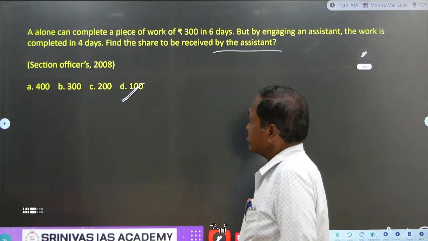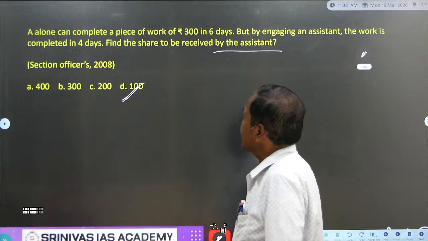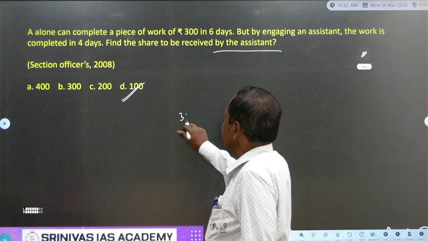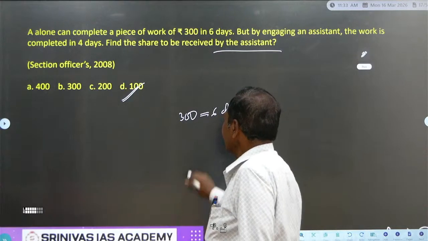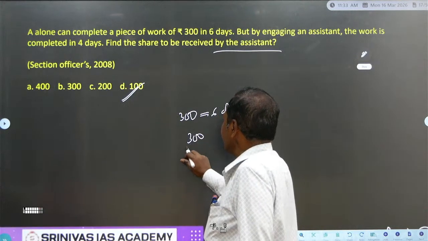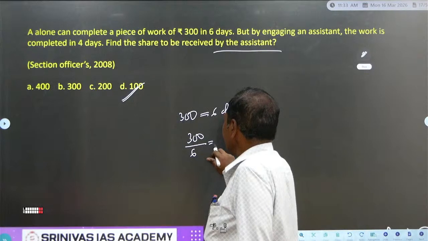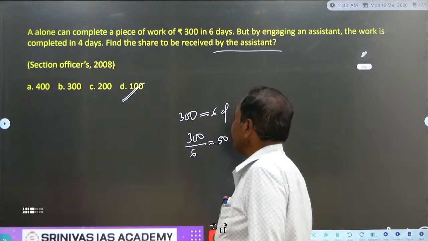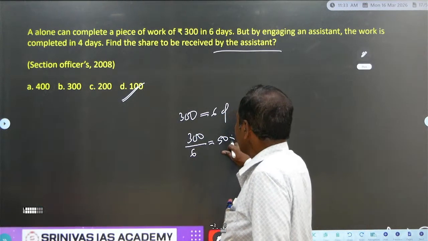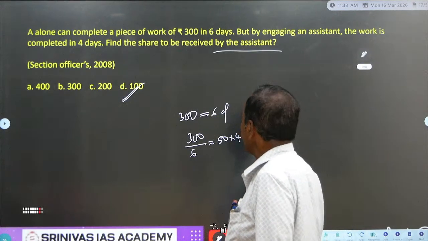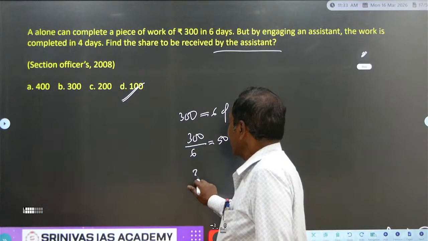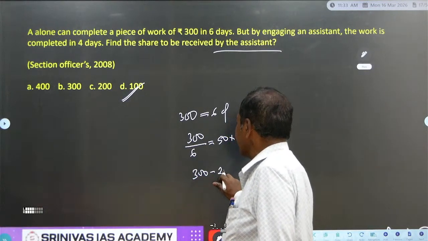Sir, the amount is 300. But what he says is that the total money is for 300, which is for 6 days. Per day he will get 50. But they finish the work in 4 days. So A gets 200. But that is the total amount, no, sir. 300 minus 200.